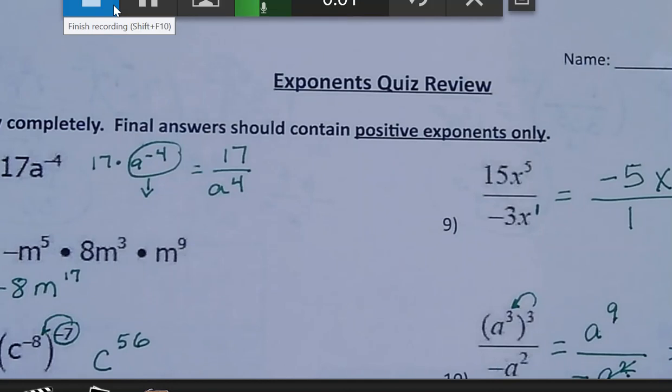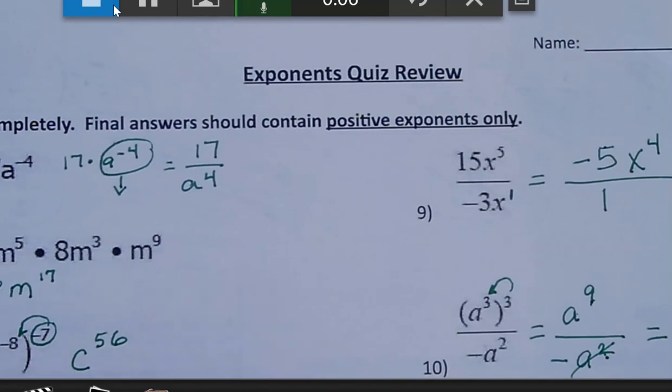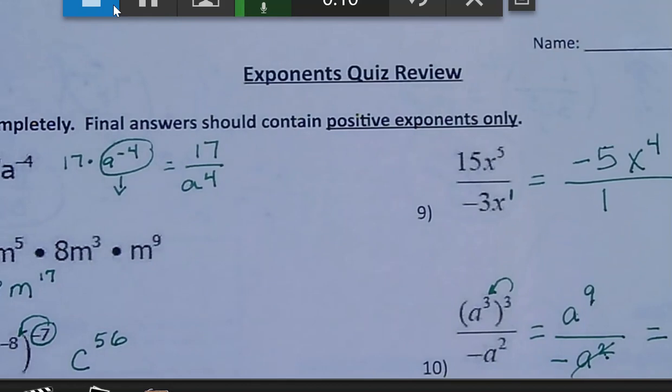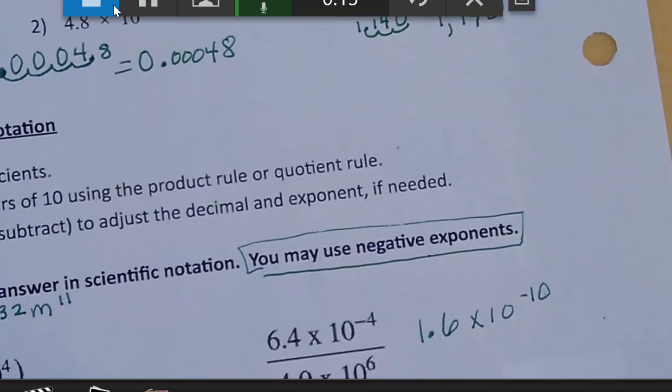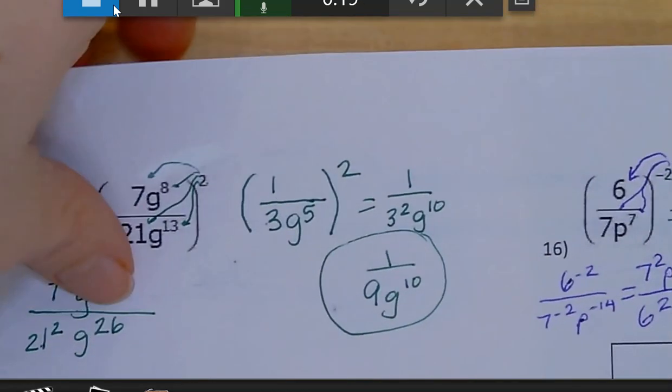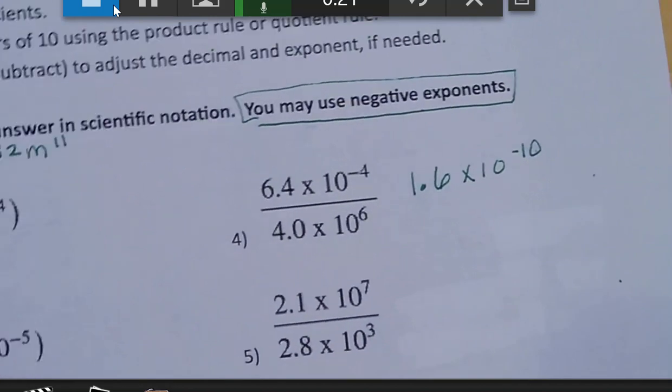Algebra Honors Unit 6 is on exponents and radicals, and this is the second part of the key for our exponents quiz review. So we are on the second side of this worksheet. So 15 is the top left. I should have made that smaller.